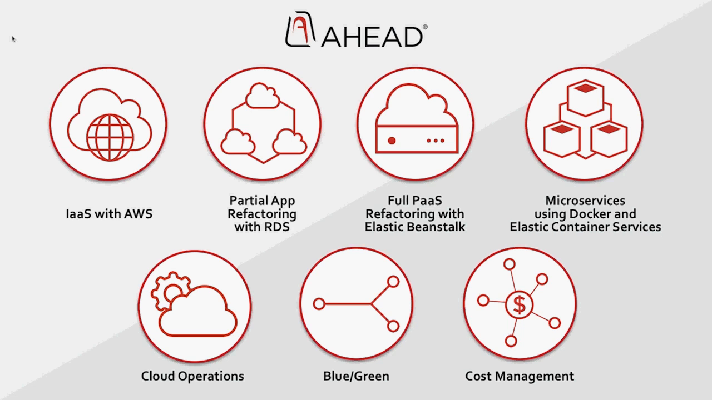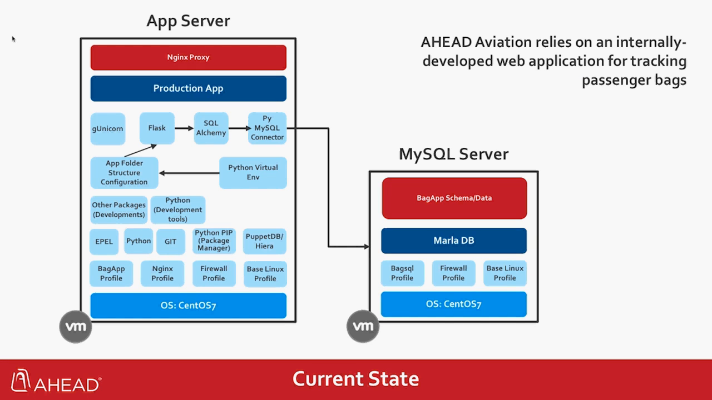as well. If we start off, let's look at our traditional two-tier app that we're going to demo here. So we've created a web application for our fictitious company, Ahead Aviation. Ahead Aviation relies on an internally developed web application for tracking passenger bags. This app can be deployed on your traditional on-premises today, as you see in the slide here, and basically is a two-tier system where we've got a web server running on a virtual machine with the OS CentOS 7 and a database server as well, in this case also CentOS 7.